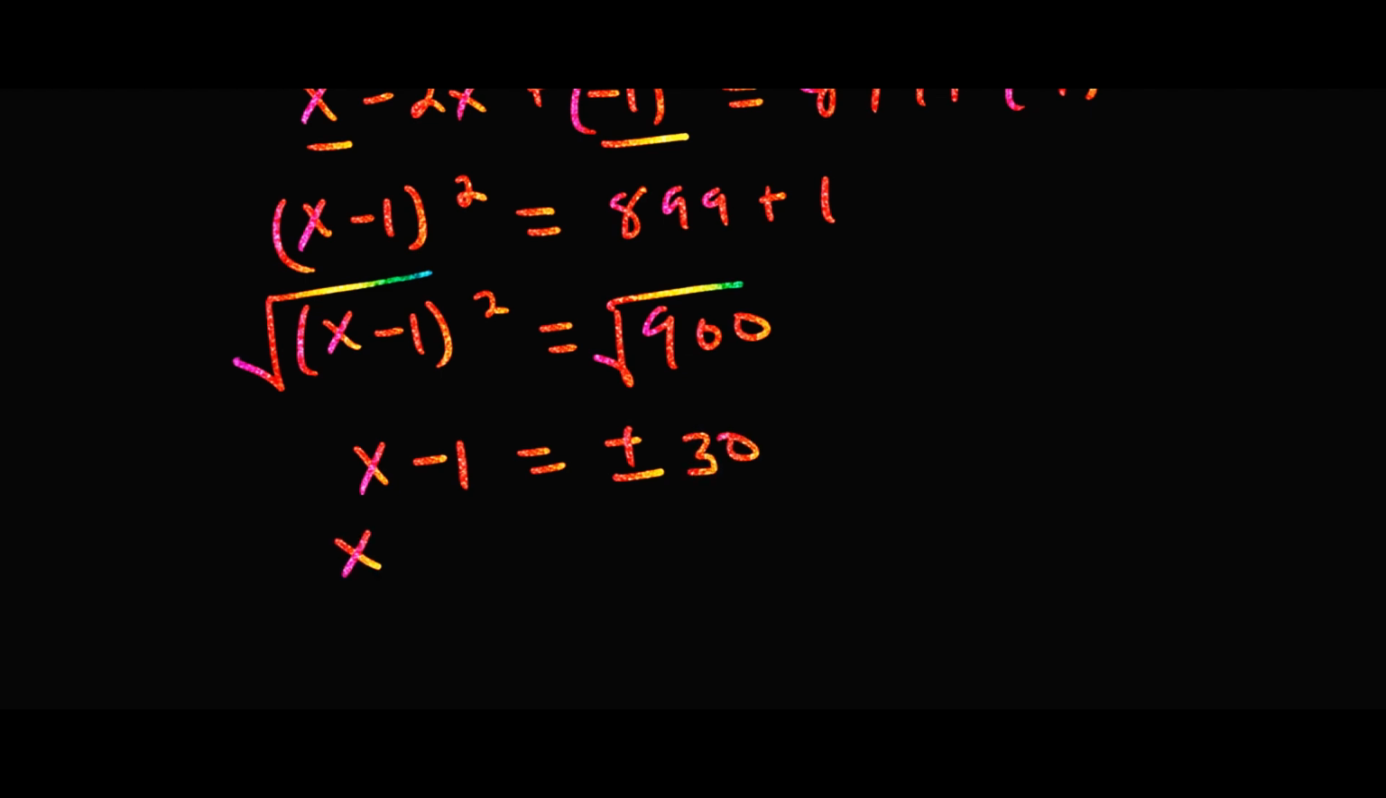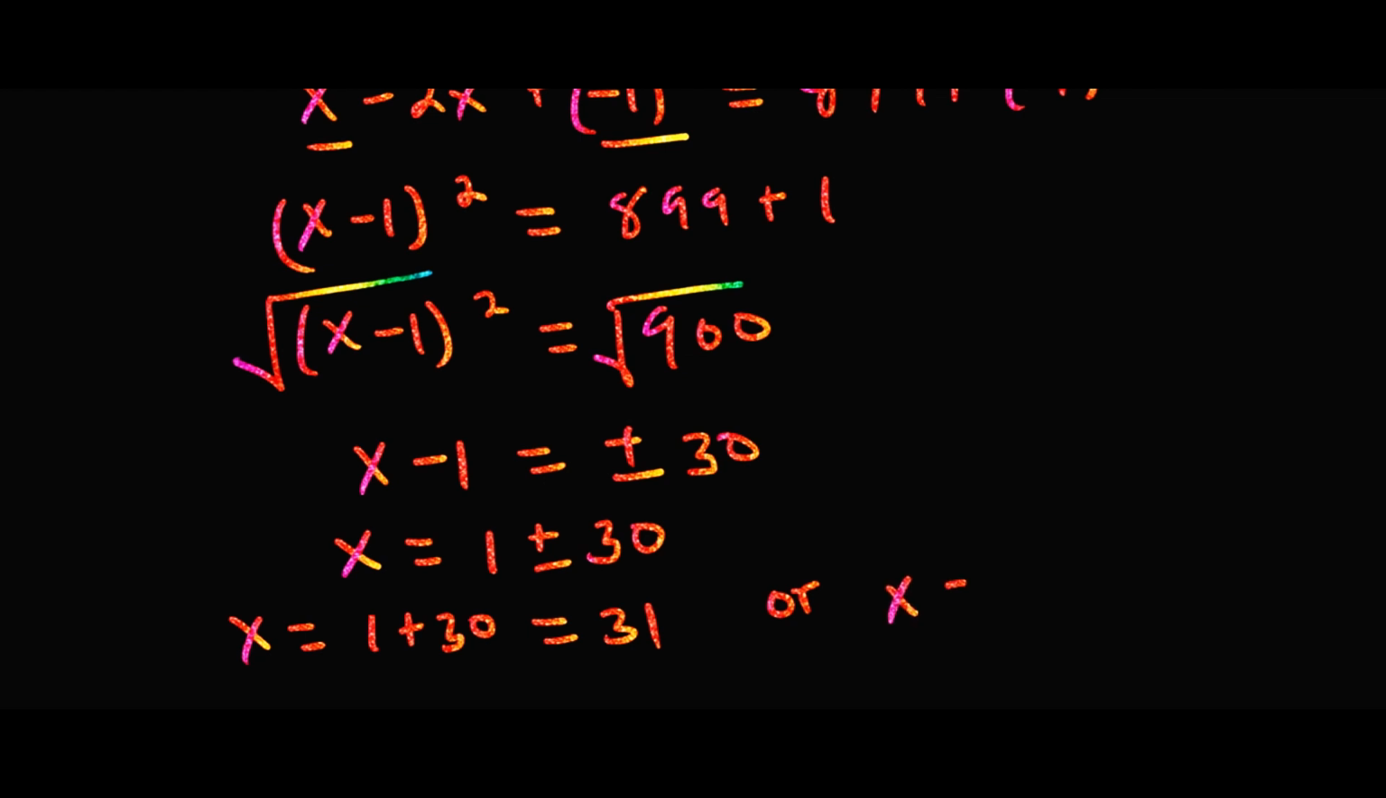So we write this as x is equal to 1 plus or minus 30. So there are two values of x that come up. There is the case where we take the positive. So we have 1 plus 30 being equal to 31. Or we take the negative value so that we have 1 minus 30, which will give us minus 29.